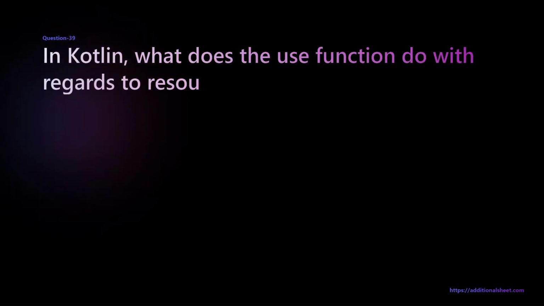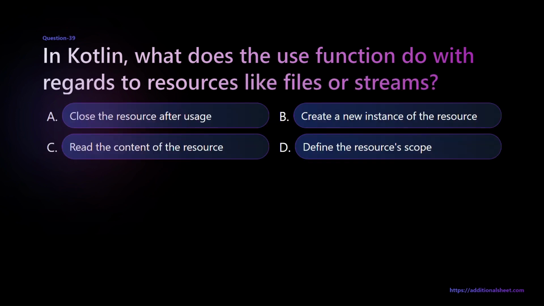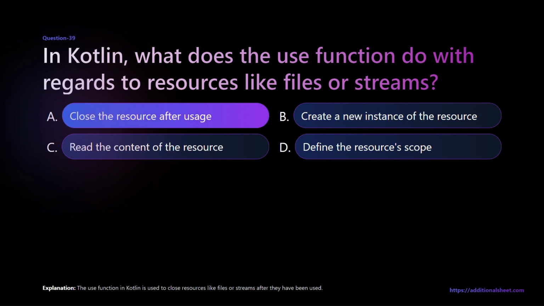In Kotlin, what does the use function do with regards to resources like files or streams? Option A, close the resource after usage. Option B, create a new instance of the resource. Option C, read the content of the resource. Option D, define the resource's scope. The correct answer is option A, close the resource after usage.